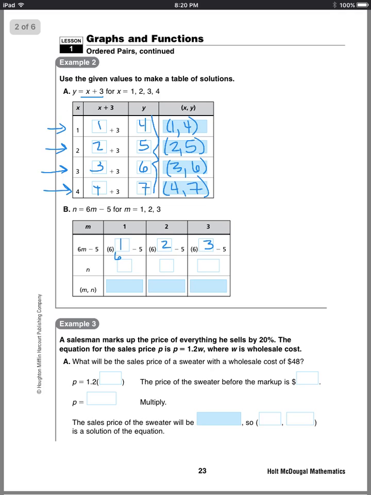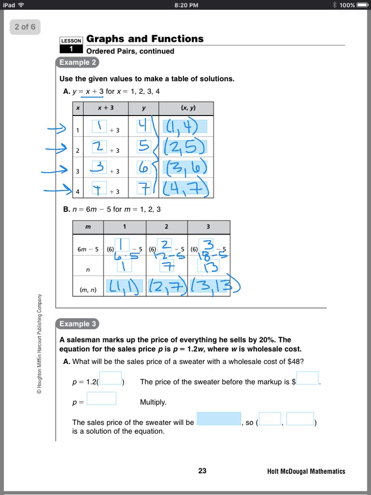6 times 1 is 6, minus 5 is 1. So we have 1, 1, because when m is 1, n equals 1. 6 times 2 is 12, minus 5, which is 7. So when m equals 2, n equals 7. And the last one, 6 times 3 is 18, minus 5, which is 13. So when m equals 3, n equals 13.